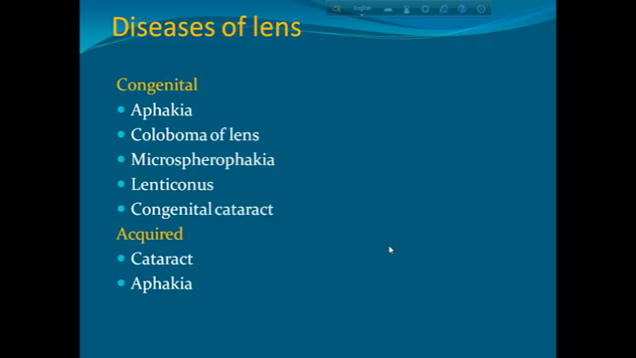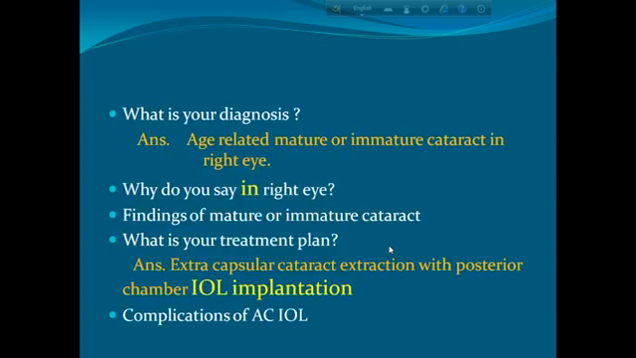When the examiner asks what are the diseases of the lens, first you say there are congenital and there are acquired. Under congenital: aphakia, coloboma of the lens, microspherophakia, lenticonus, and congenital cataract. And acquired cataract and aphakia. Aphakia, everybody knows, means there is an absence of lens. This is the case related discussion.